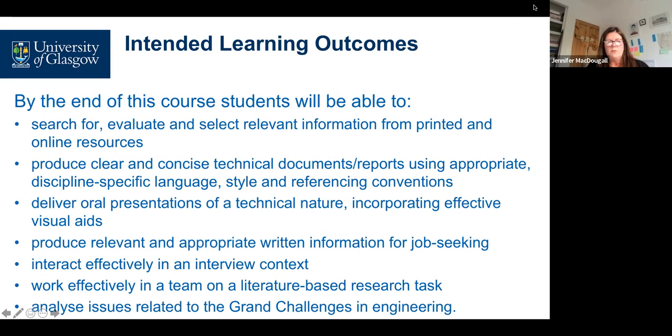I won't read them all out to you, but you'll be able to see that it's about writing technical documents, presentations. We've got aspects to do with working in a team. And then we have an employability section as well. So these were the learning outcomes. Actually, some of these learning outcomes already existed in the old course, but we zhushed them up to give them more of an English language component.